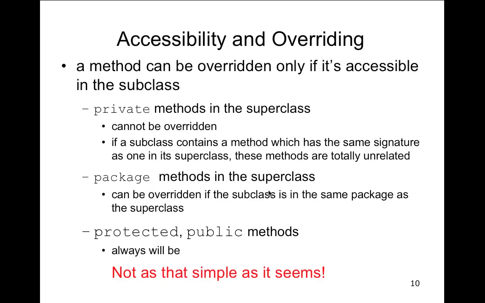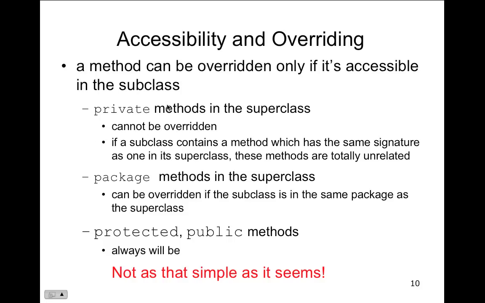Accessibility and overriding. A method can be overridden only if it's accessible to the subclass. This is where I talked about private, protected, public. Protected on the bottom here always will be protected, public. It's not as simple as it seems in terms of what happens, because then you end up with problems when something is private and you can't work with it. And the other thing is, this is kind of the bad thing about going back and modifying a class that's already been written. You don't want to change the access methods either. You sort of want to work with what's there, because it was hopefully there for a reason.